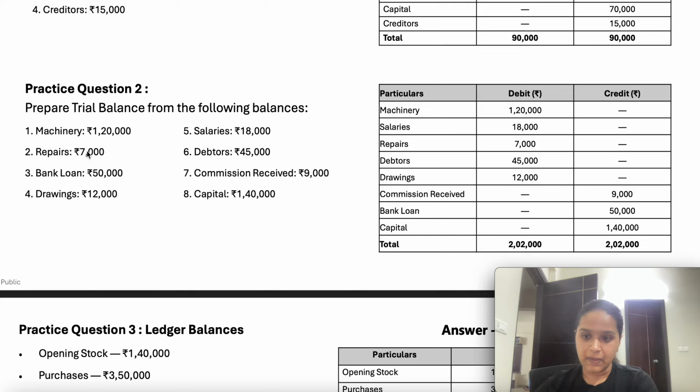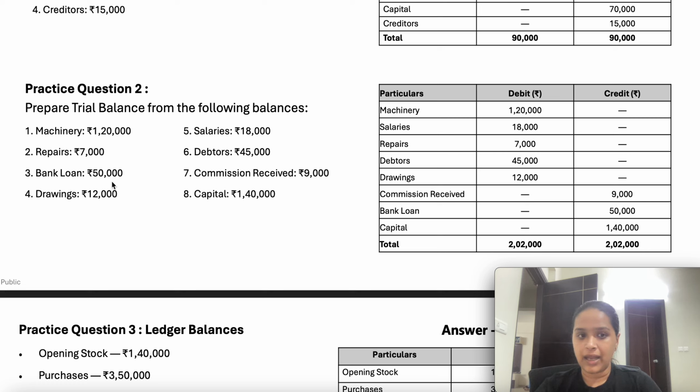Repair is an expense, so it comes under the nominal account, and what do we do under the nominal account? Debit all the expenses, credit all the income, so it should be debited. Okay. And we have also learned that an increase in expense should be debited, so it will appear on the debit side.